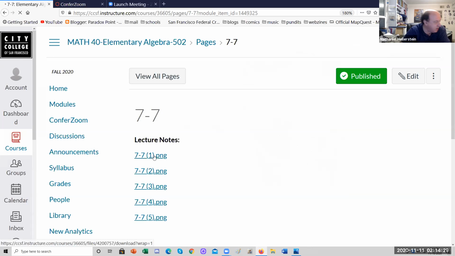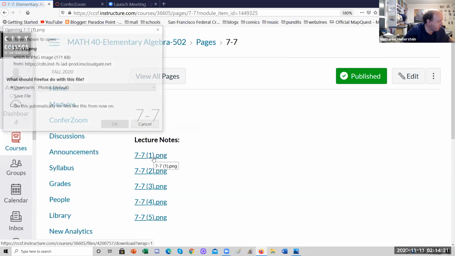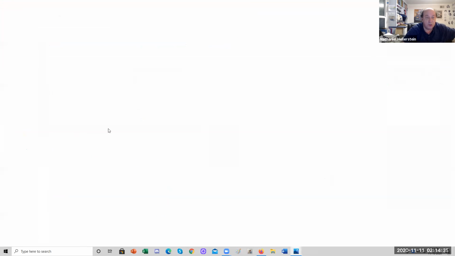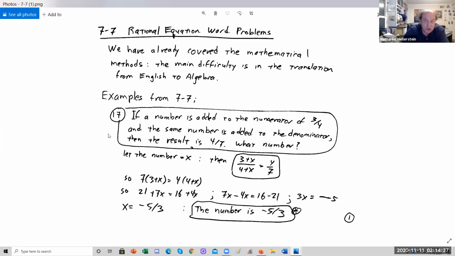Today we're going to be doing some rational equation word problems, and after that, 7-8 will be proportions and variation. Rational equation word problems are word problems whose equations involve ratios, involve rational functions. We've covered the mathematical methods, so here we basically are going to be doing a translation from English to math. So, okay, here we go.